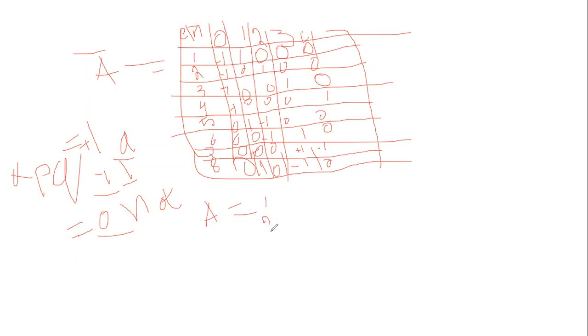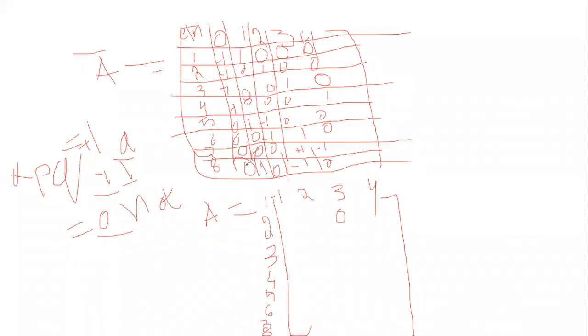Therefore, how many elements are there in the A matrix? That is 1, 2, 3, 4, 5, 6, 7, 8. We have 8 elements, and how many nodes are there? That is 1, 2, 3, 4. Then we write the matrix for this. That is minus 1, 1. Sorry, 1, 0, 0.